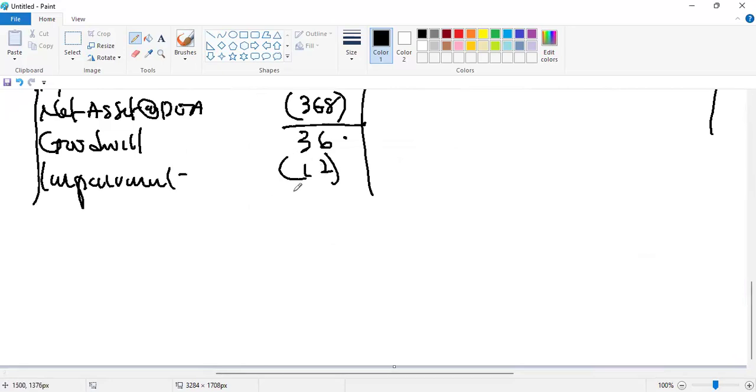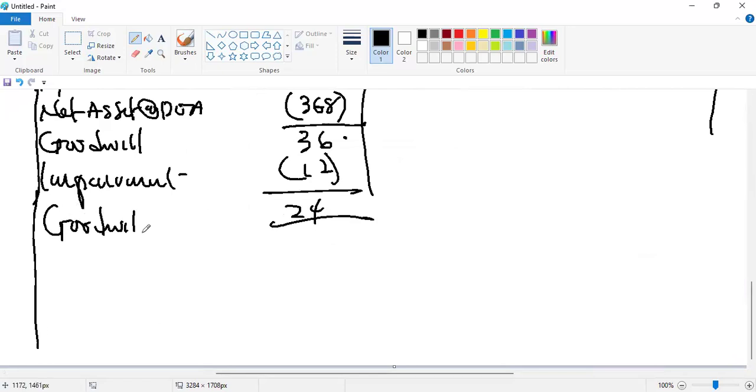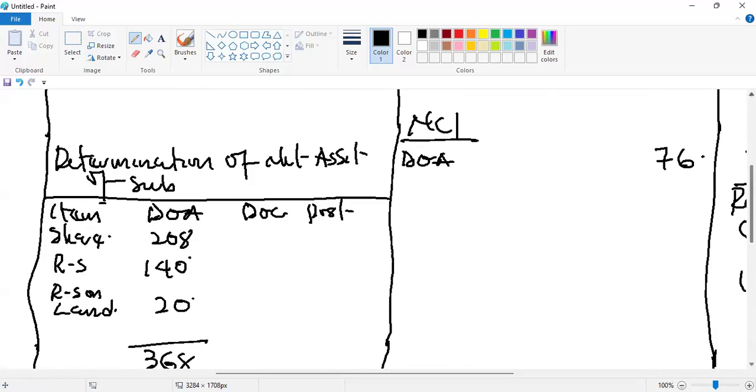12 to bring it down to 24. Goodwill to be reported at 24. Don't forget, it is fair value. Both the parent and NCI will suffer impairments.